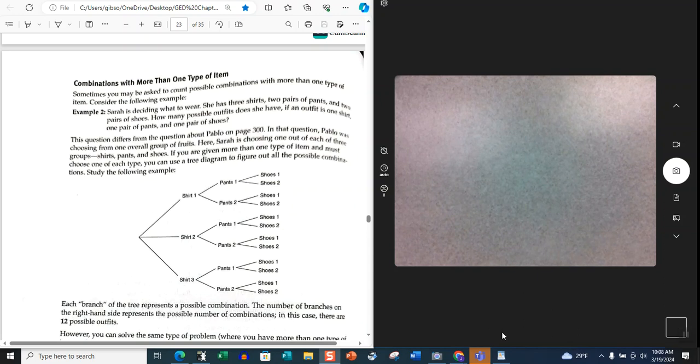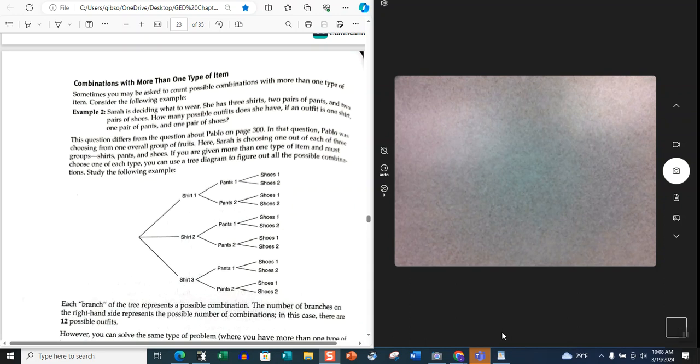Consider the following example. Sarah's deciding what to wear. She has 3 shirts, 2 pairs of pants, and 2 pairs of shoes. How many possible outfits does she have, if an outfit is 1 shirt, 1 pair of pants, and 1 pair of shoes?